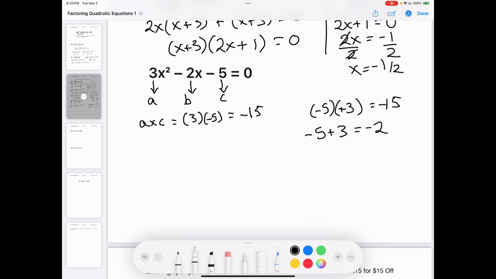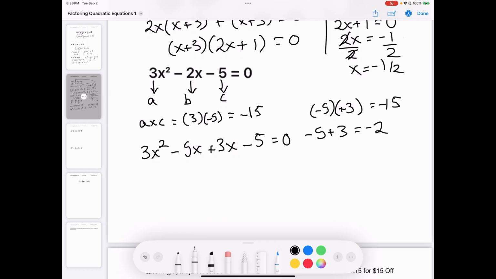Because you subtract them, because they are opposite signs, and it adopts the sign of the greater value, right? 5 has a greater value than 3, so your answer is going to be negative. Okay, so those are our two numbers. Great. So what we're going to do is rewrite the quadratic equation. Let's rewrite it as 3x squared minus 5x plus 3x minus 5 equals 0.